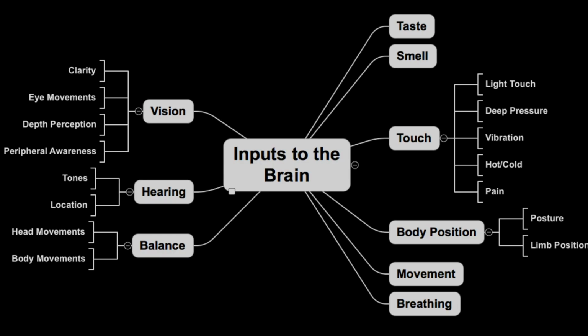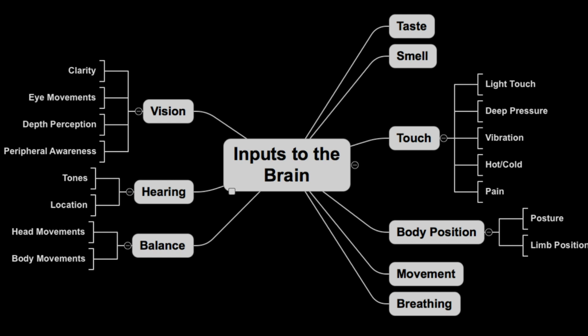Let's also consider the ways that we take in information in order to then produce behavior. Movement is a sort of behavior. We have vision, and when we subcategorize vision, we have clarity, eye movements, depth perception, and peripheral awareness. We have hearing, which is hearing a location of a sound, tones. Balance, we have head movements and body movements. We have taste and smell. Touch, so we have different sorts of receptors and pathways for different sorts of touch. We have light touch, deep pressure, vibration, temperature, hot and cold, and pain.